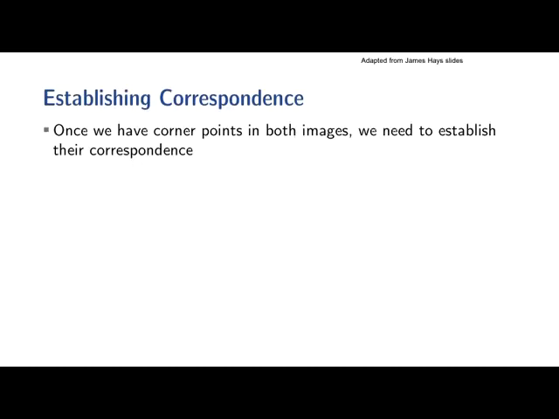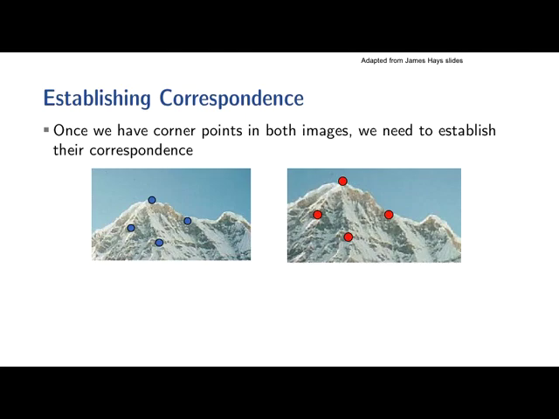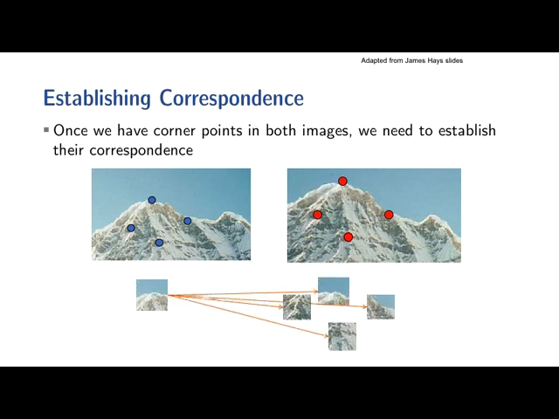So now the key task is I want to establish correspondence for this corner detector. Once we have corner points in both images, we need to establish their correspondence. And we saw this picture before. If my corner detector is repeatable, which means it gives me the same physical features in the second image also, then it would be easier for me to find correspondence. But if I pick one corner point here, which one of the four is it in the other? I need to solve that problem now.